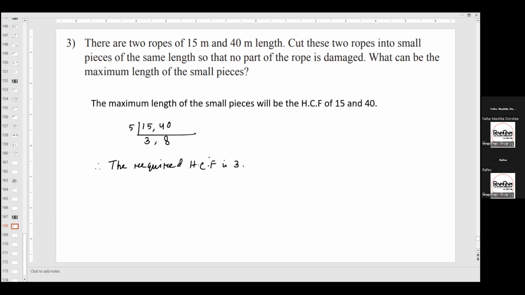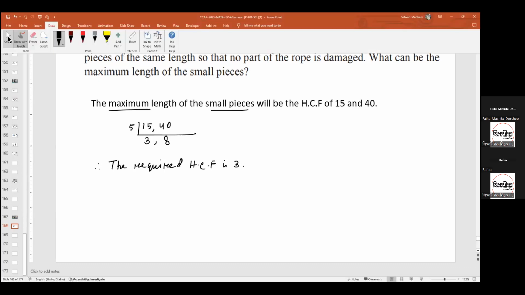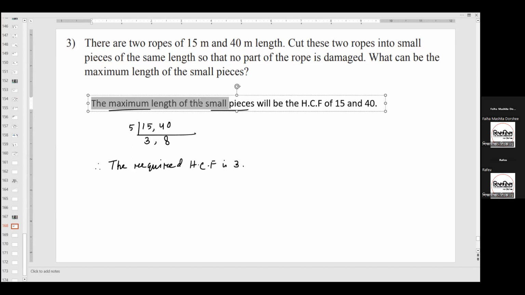5. So what's the maximum length of the small pieces? The maximum length, therefore, of the small pieces is 5 meter, right?